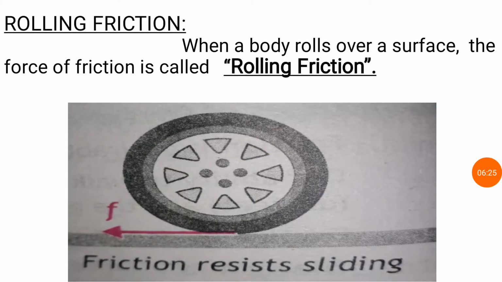Now the rolling friction. When a body rolls over a surface, the force of friction is called the rolling friction. The best example of rolling friction is the wheel. If we set a heavy spherical ball rolling, it experiences an opposing force called rolling friction. It is a matter of common observation that a body with wheels moves more easily compared to a body of the same size without wheels. This is due to the fact that rolling friction overcomes the problem of friction by changing contact.